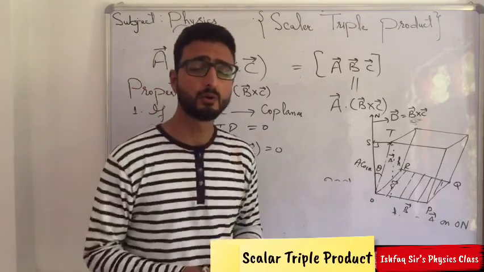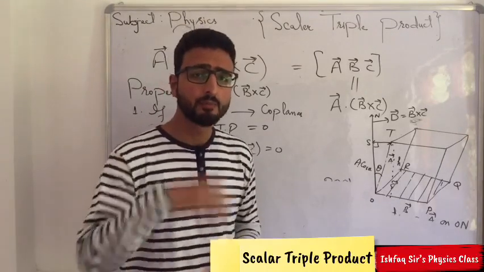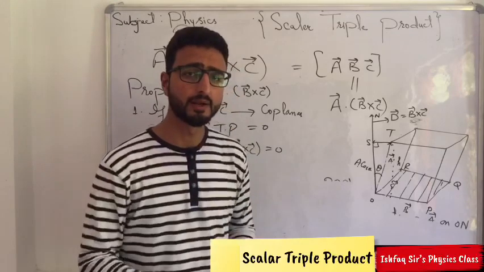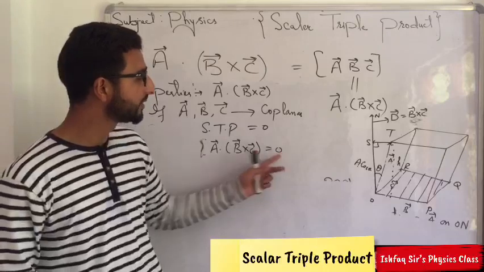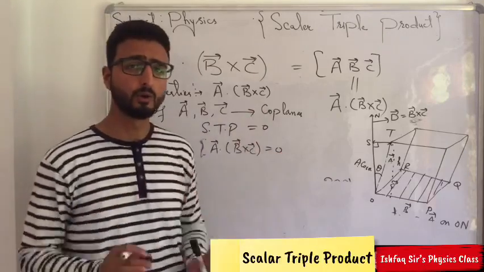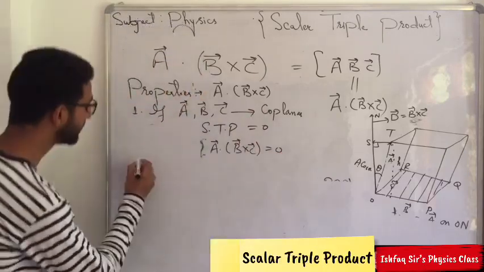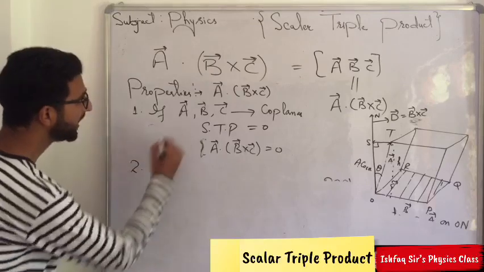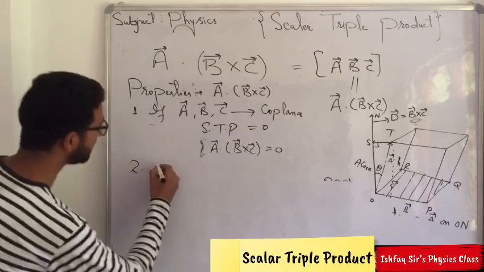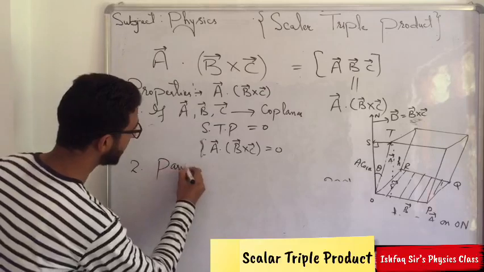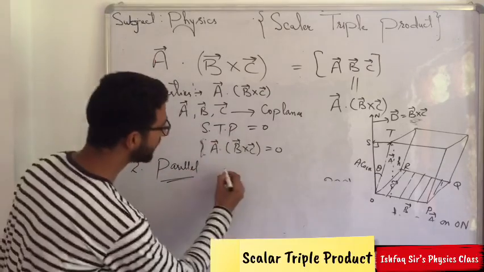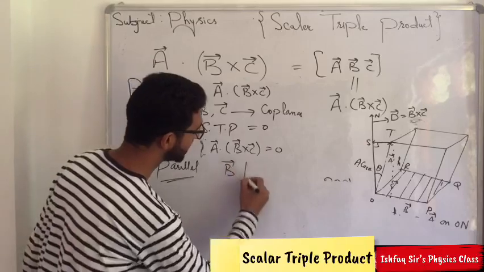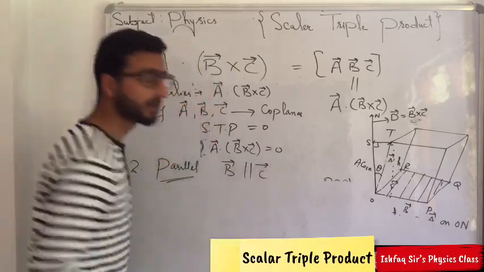Conversely, मैं अगर आपको ये कहूँगा, कभी कभी आपको क्वेश्चन आता है, prove that the three vectors are coplanar. You will simply show that if the scalar triple product is equal to 0, then the three vectors are coplanar, right? Now let's move to property number 2. If any two of the vectors are parallel, let me consider here, suppose B is parallel to C.